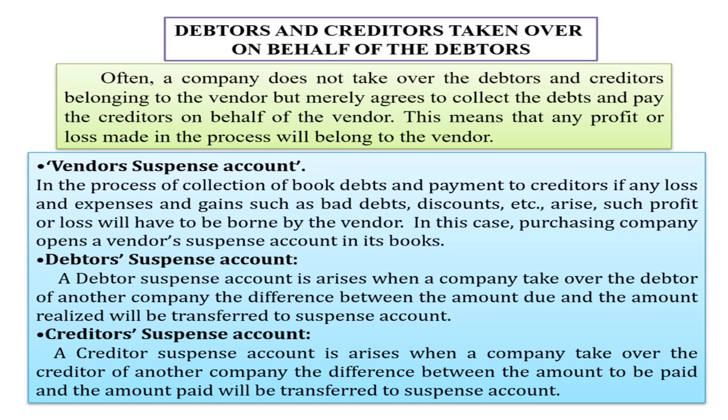Then we will see the debtors suspense account. A debtors suspense account arises when a company takes over the debtors of another company. The difference between the amount due and the amount realized will be transferred to the suspense account. Then we will see the creditors suspense account. A creditors suspense account arises when a company takes over the creditors of another company. The difference between the amount to be paid and the amount paid will be transferred to the suspense account.